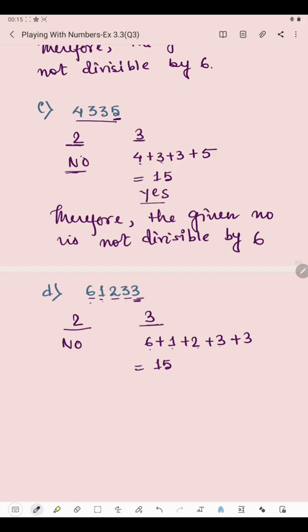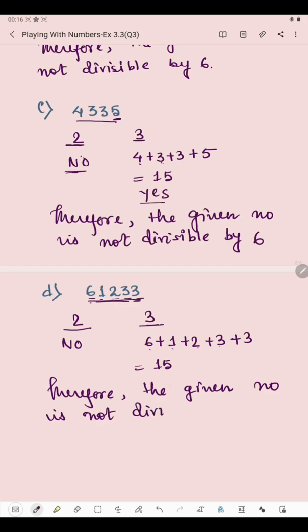But here we have seen that the number is divisible by 3 only, not divisible by 2. So the given number cannot be divisible by 6. So we will write, therefore the given number is not divisible by 6. Here it is no for divisibility by 2, and here it is yes for divisibility by 3. So therefore the given number is not divisible by 6.